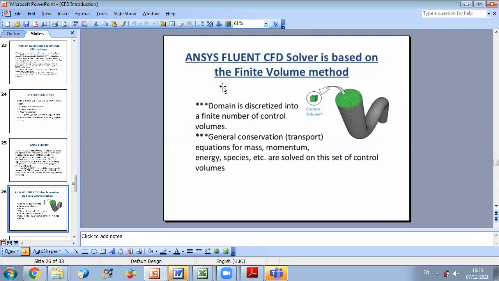So as we said, it is based on the finite volume method. So the domain is discretized into a finite number of control volumes, and the general conservation equations of mass, momentum, energy, and species are solved in a set of control volumes.